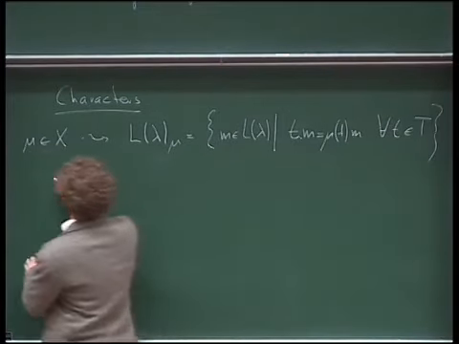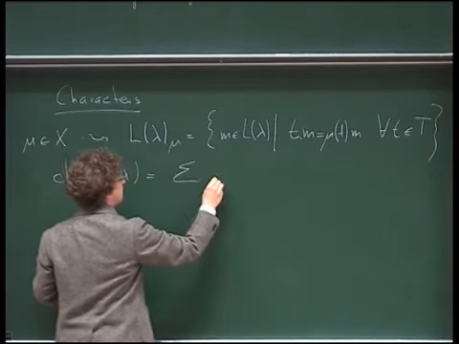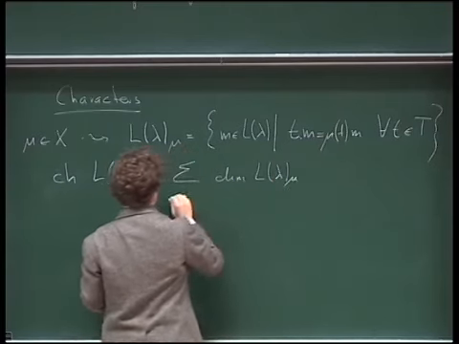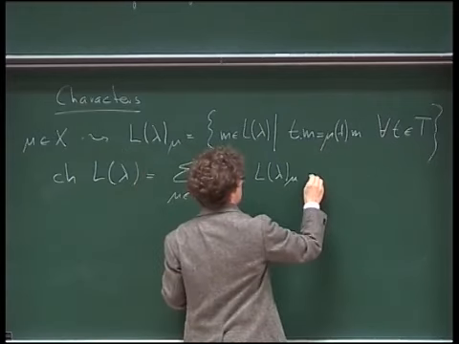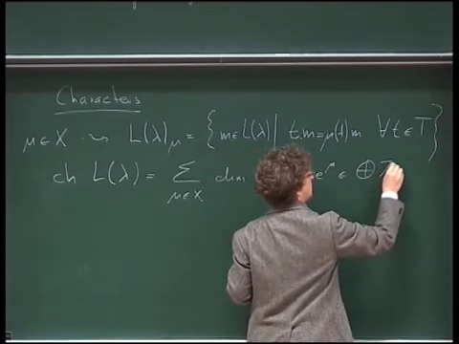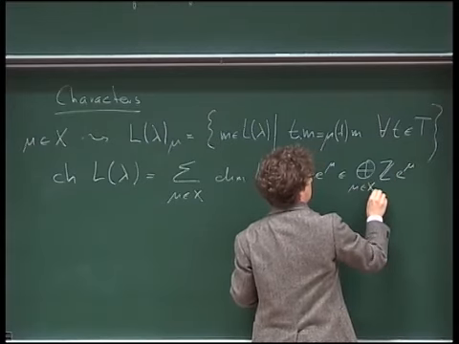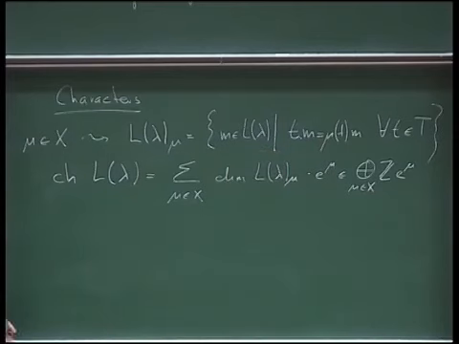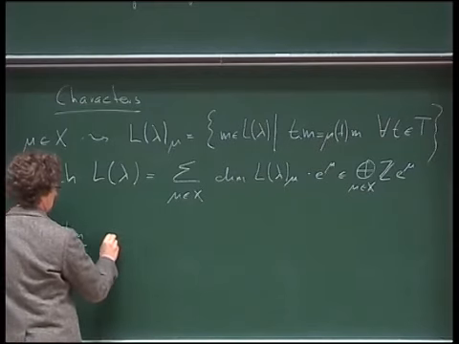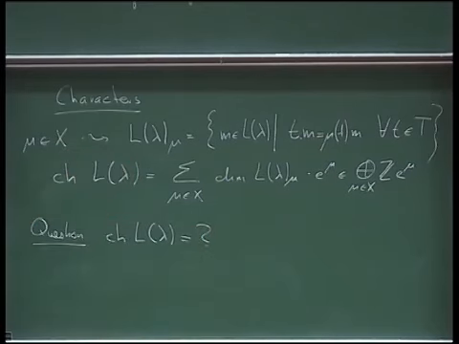We can form the formal character of L(lambda) as the sum of the dimensions of all these weight spaces, as an element in the free group generated by these mu. So the problem is to calculate these characters.